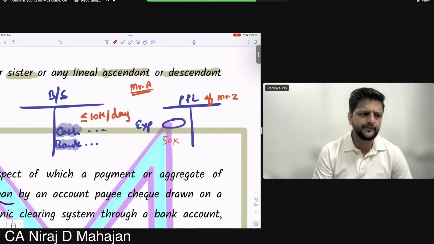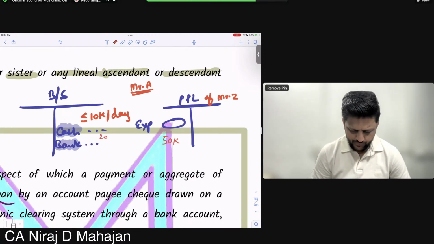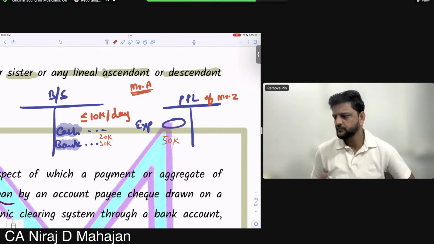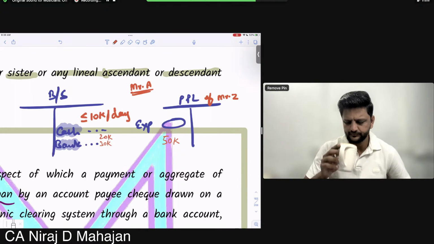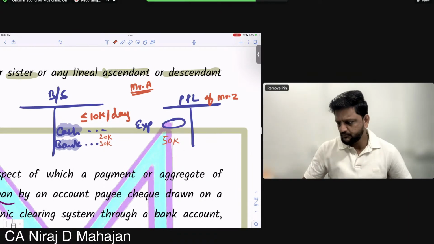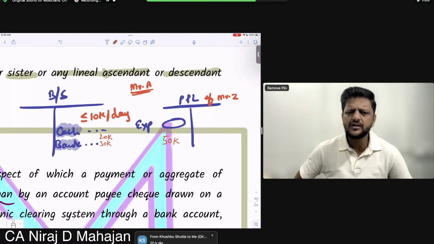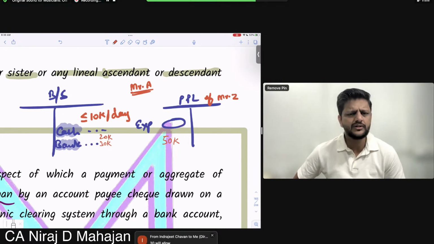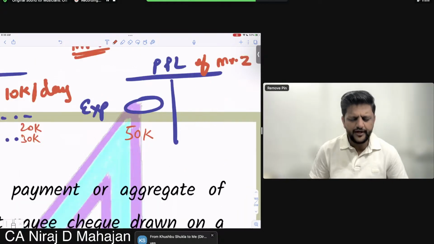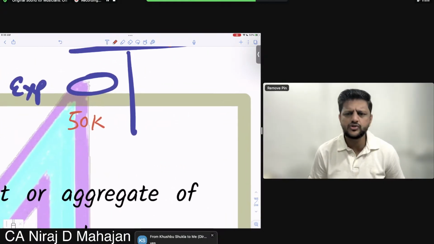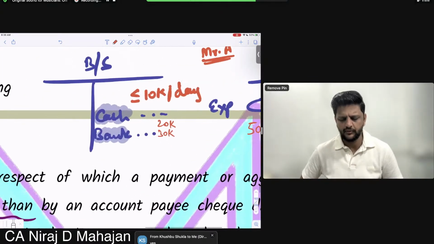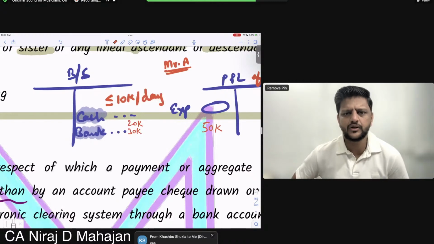So Mr. A came for the payment. We said, I have 20,000 cash with me right now, and I'm giving you a 30,000 rupees check. What will happen? 20,000 disallowed. Understood, everybody? See, when I say allowed, this 50,000 was already debited to P&L. So I just have to remove the effect of the 20,000 debit. So 20,000 disallowed. All of you understood earlier?